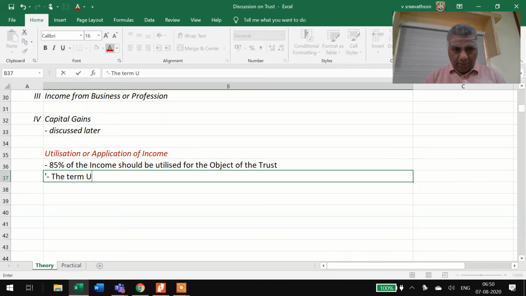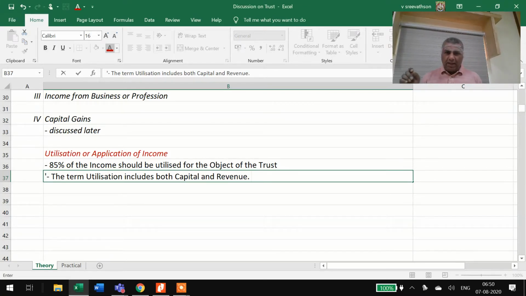The term utilization includes both capital and revenue. This is the beauty. Even capital expenditure will form part of utilization. A hospital constructs a new block, it is utilization. A school buys an equipment, it is utilization. The term utilization includes both capital and revenue, where capital items like building, assets, etc.